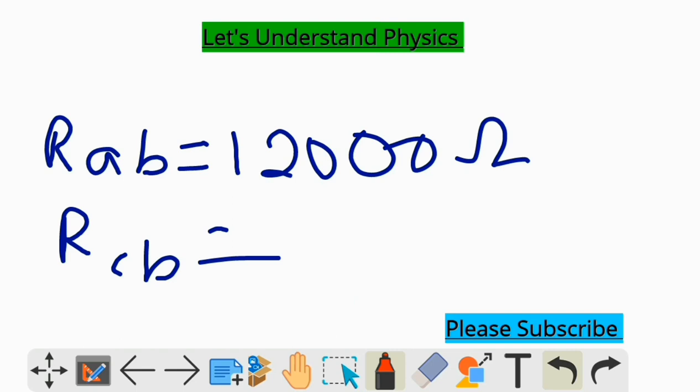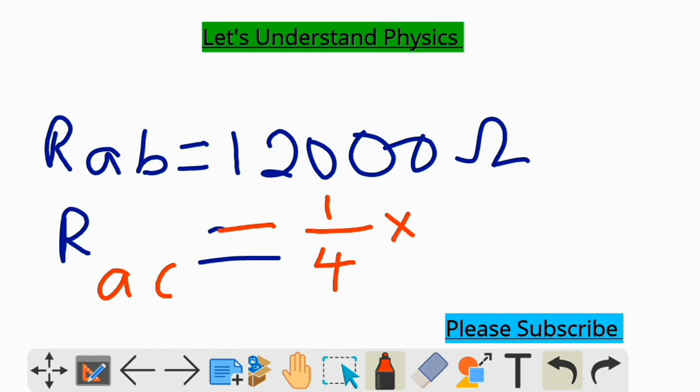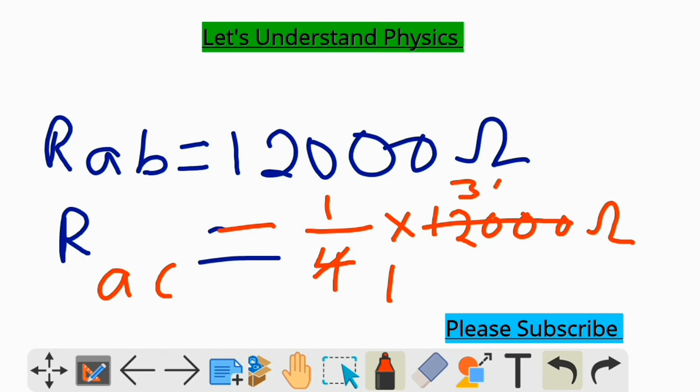In the previous videos we have learnt that the resistance value depends upon the length and is directly proportional to it. So RAC will be equal to 1/4 into 12,000 ohm. This is what they have given. So A to C is only 1/4 of this length. Now 4 ones are 4, 4 threes are 12, so 3,000 ohm. RAC you got 3,000 ohm.